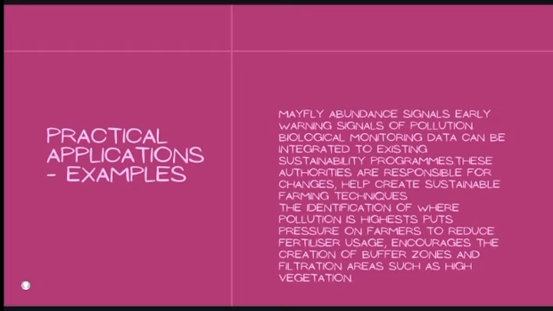Data identifies pollution-rich areas and will help create sustainable farming techniques. The identification of where pollution is highest puts pressure on farmers to reduce fertilizer usage and pesticide usage, and encourages buffer zone development and filtration areas such as areas with high vegetation.